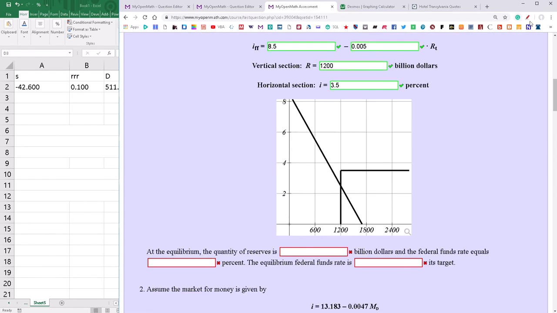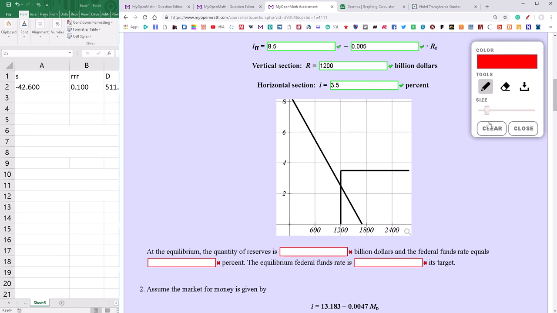Okay, so the equilibrium here is right there. We don't know what the equilibrium interest rate is yet, but we know that the discount rate is where the supply curve kinks, and the discount rate is at 3.5. This is the price of reserves, the federal funds rate. The quantity of reserves is denoted R. This is the demand for reserves, and this is the supply of reserves.